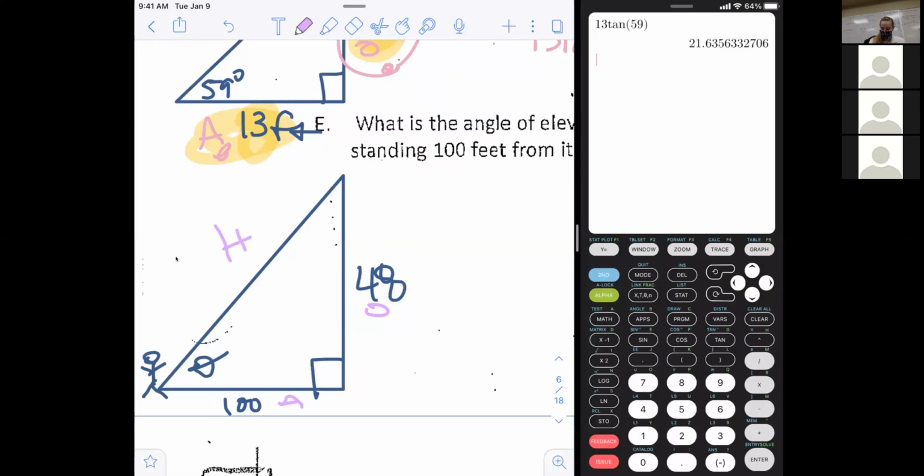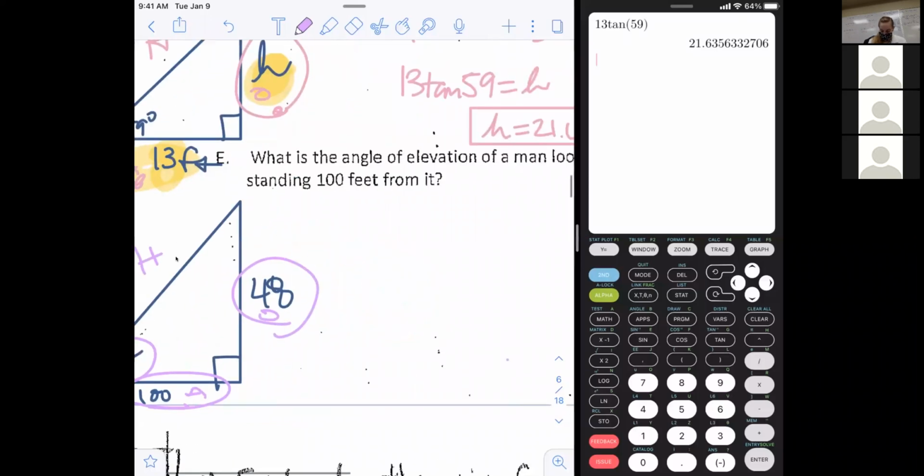Unknown. I have opposite, I have adjacent. I need to find theta. Which trig function am I using? Tangent. This one's a little bit easier because I gave you both the sides and we were looking for the angle. In the other ones, I would do some kind of variable to represent which other side you're looking for. So I'm going to write tangent of theta equals 48 over 100.